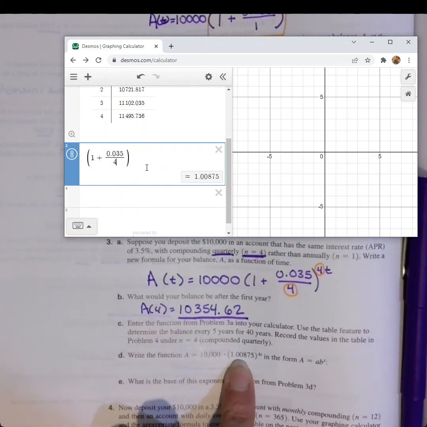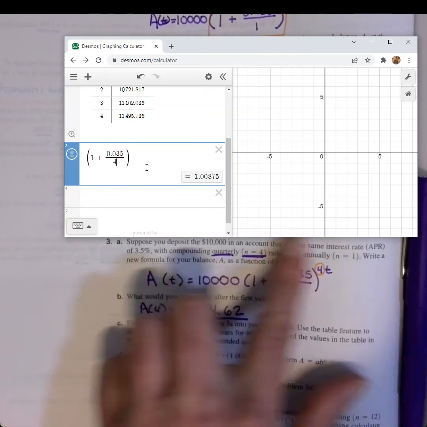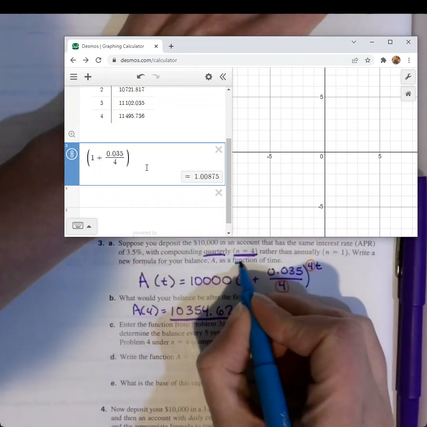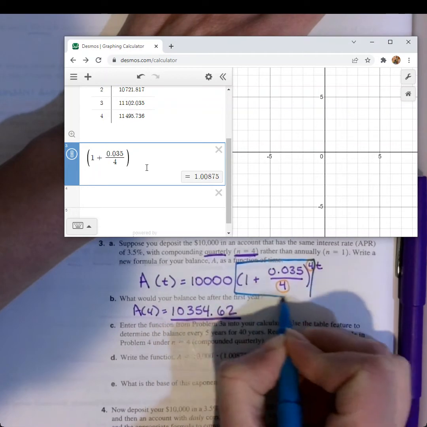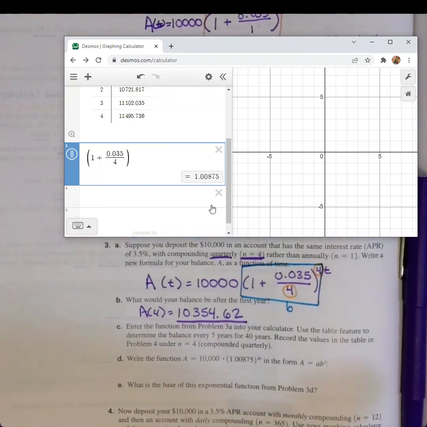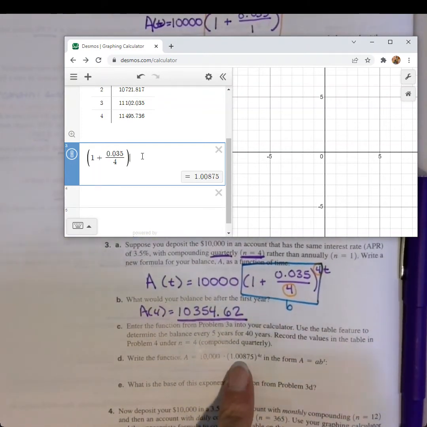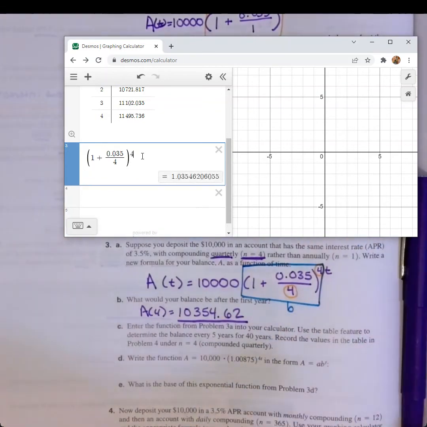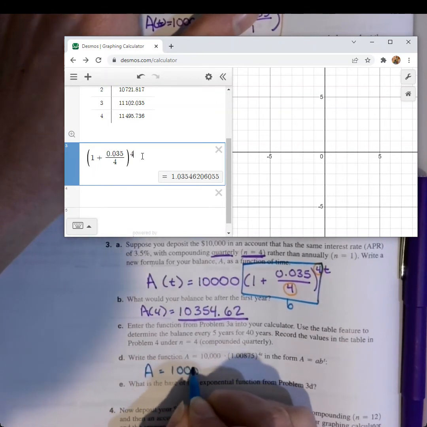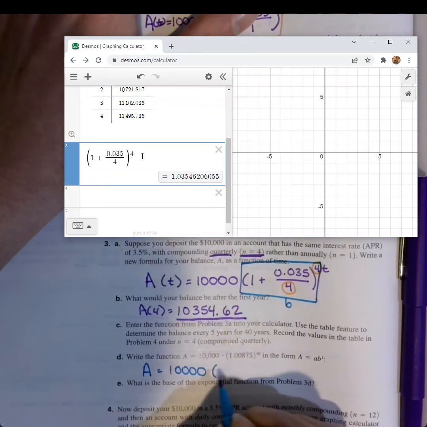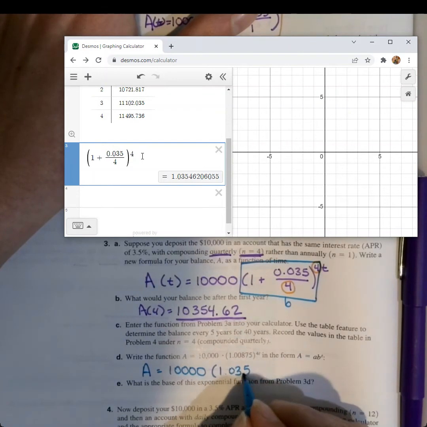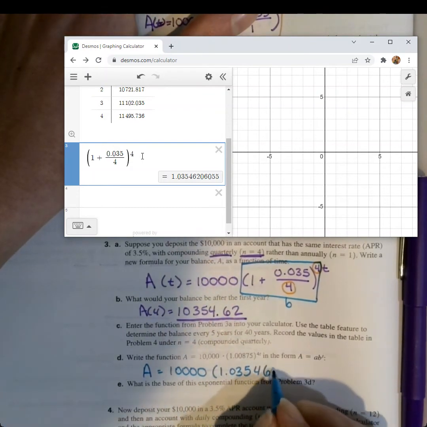What they want me to do is take this function up here and write it in the form a times b to the t. And so to do that, I need all of this evaluated to figure out what b is going to be. So I'm going to stick the 4 on that number, the 1.00875. So I'm just going to put my power here of 4 to write this function in that form. So the a value is still 10,000. The b value is 1.03546. And then it would be to the t.